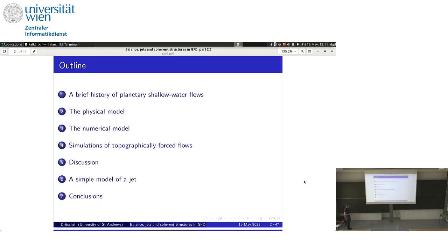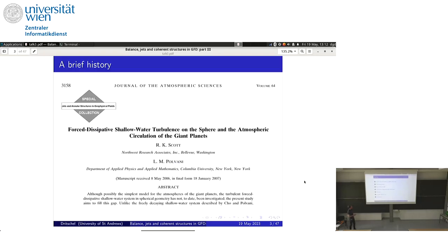But then I'll spend some time in probably the second hour about this jet problem. So focusing on a single jet and its dynamics. What can be learned about a jump in potential vorticity, both in shallow water and in the limit of the quasi-geostrophic model that we looked at before, and then a few conclusions. Okay, that's where we're going.